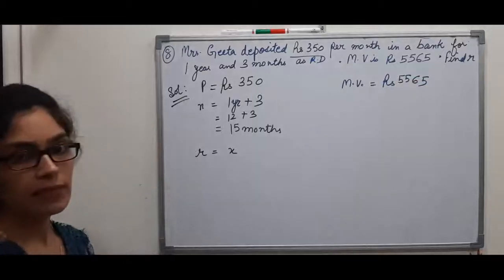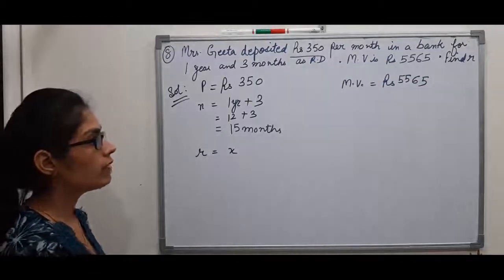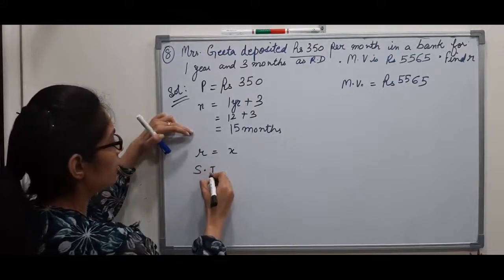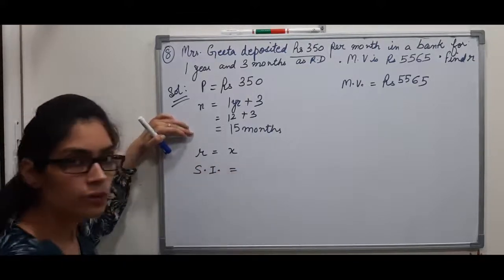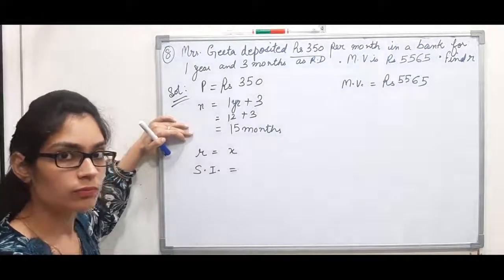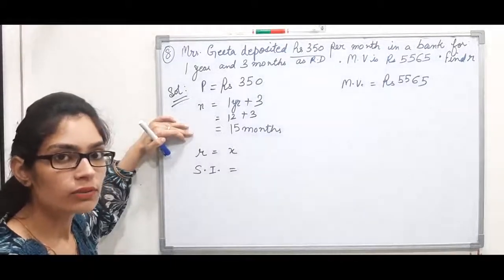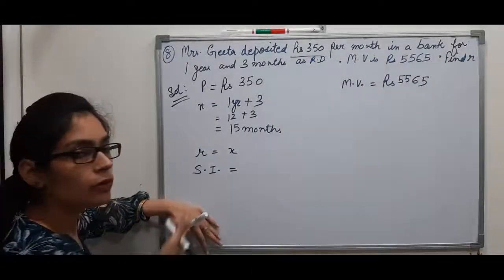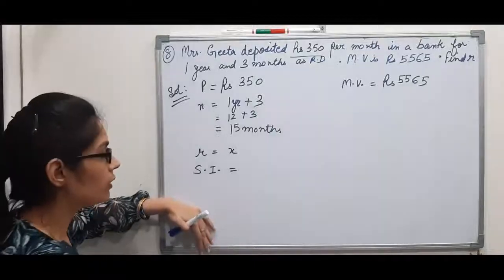We will do it in the same way as the sixth question. So let's do it. First I need to find simple interest. In each question just blindly start. You don't have to understand any concept. See, there is no concept. Blindly start the question by finding simple interest.